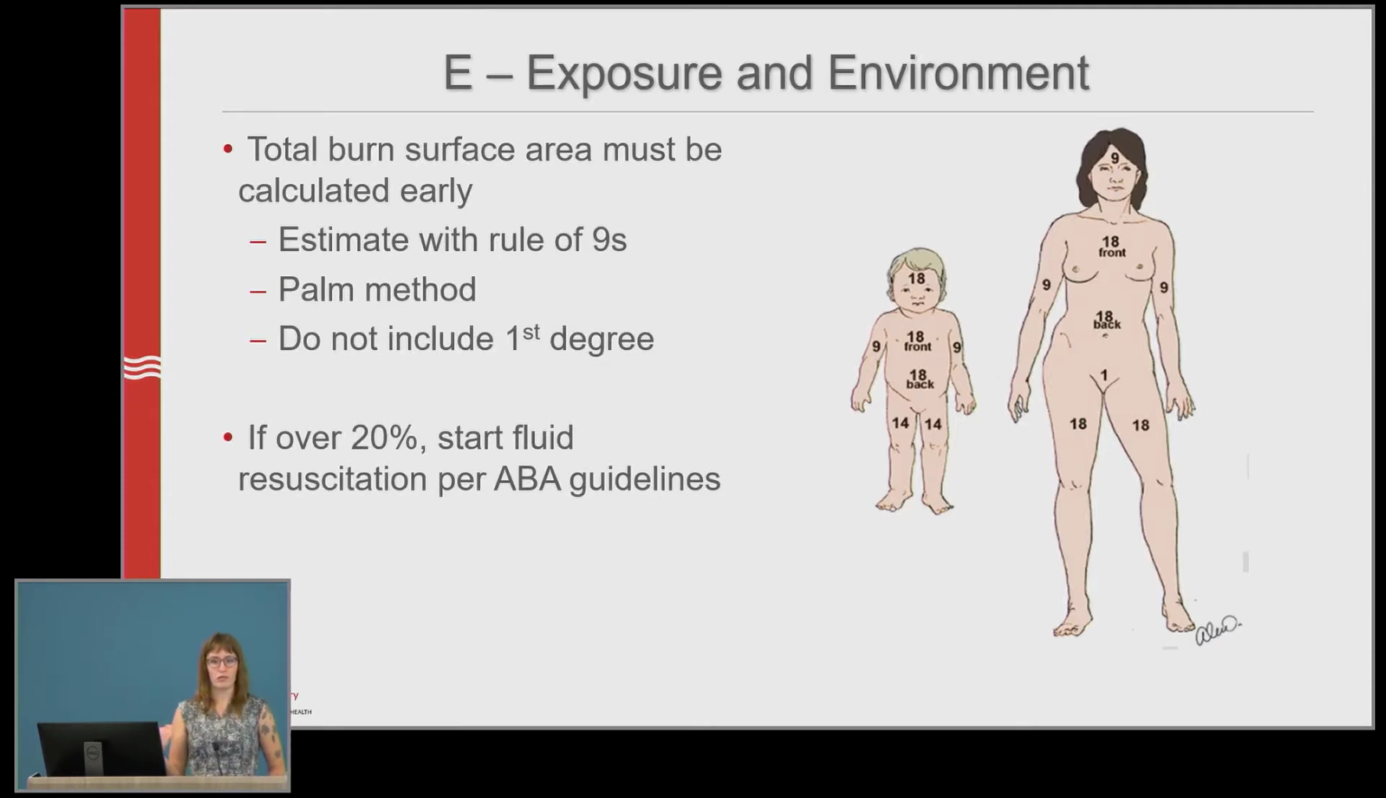The rule of 9s is a great first place to start, but most people don't burn their entire torso or their entire leg. And so that's good for big burns, but for smaller ones, I think the palm method is easier. And for kids, it's definitely easier to use. So using the patient's hand, you'll go from their fingertip to the crease of their palm, and each one of those on the patient is 1% TBSA. So on a toddler, you want to look at their little tiny hand and count that as 1% TBSA. And if they're over 20%, then you start those fluid resuscitation per the ABA guidelines.